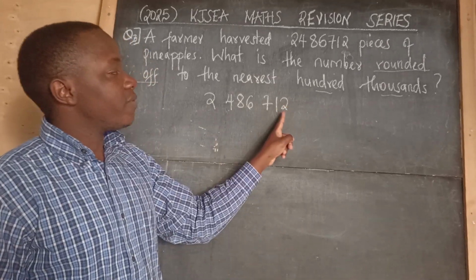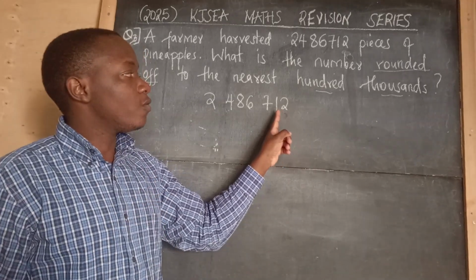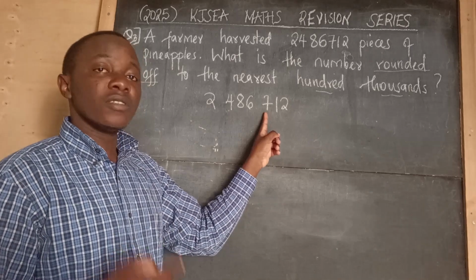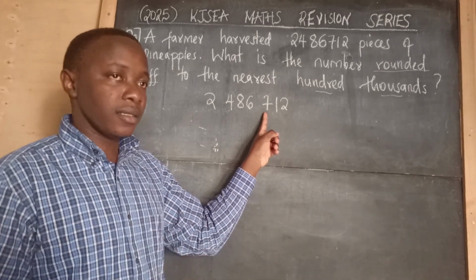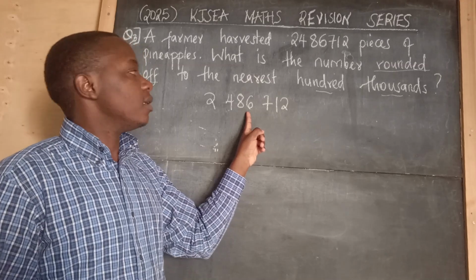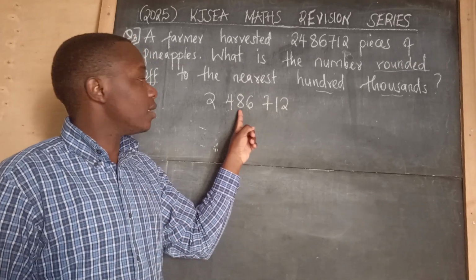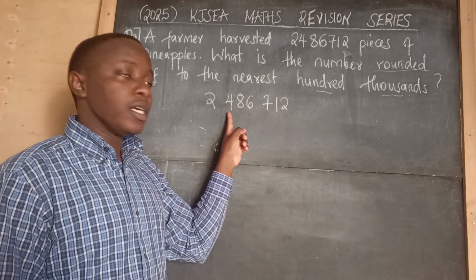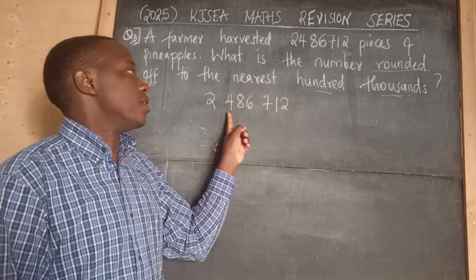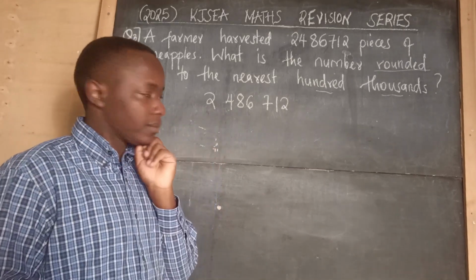Now, the place value of 2 is ones. The place value of 1 is tens. The place value of 7 is hundreds. The place value of 6 is thousands. The place value of 8 is tens of thousands. The place value of 4 is hundreds of thousands, or 100,000. The place value of 2 is millions.